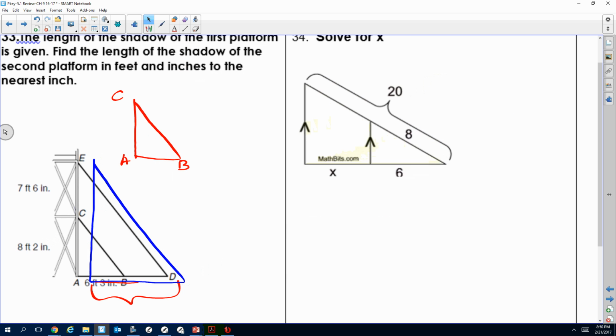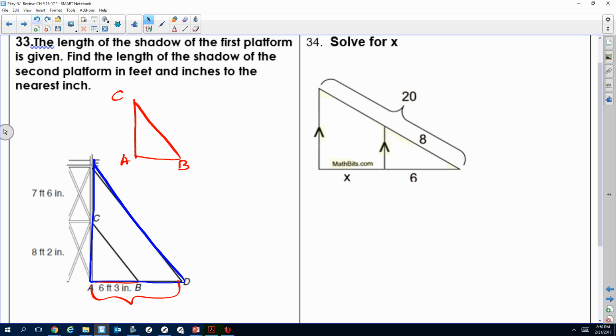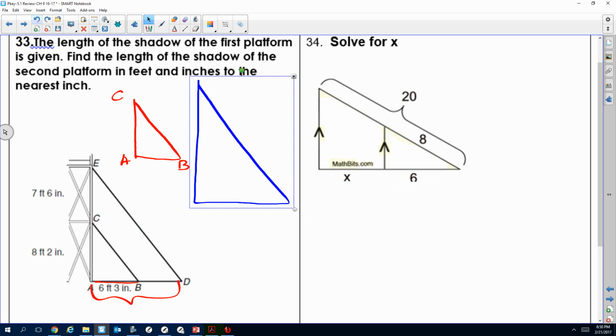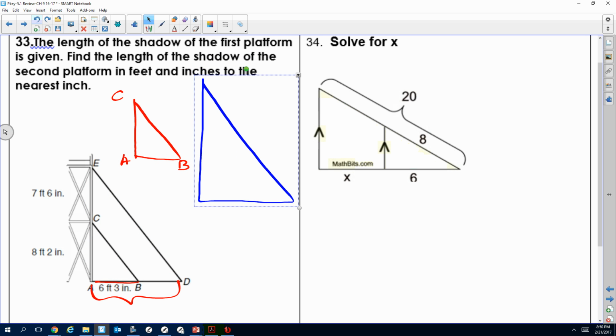Oops. Let me undo that. Apologize. I'm trying to take this blue triangle, which is right there, and we have EAD. All right, now we're trying to find this shadow. So that's our unknown. Now, I know they give us some feet and inches, but it's easier if you just convert everything to inches to label, because you don't want to have two different units being used in your proportion.